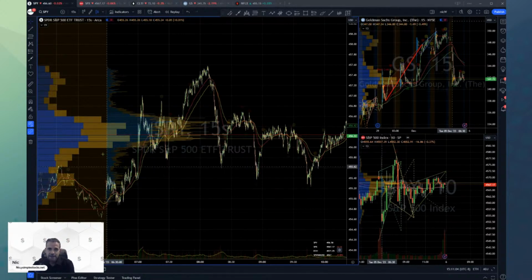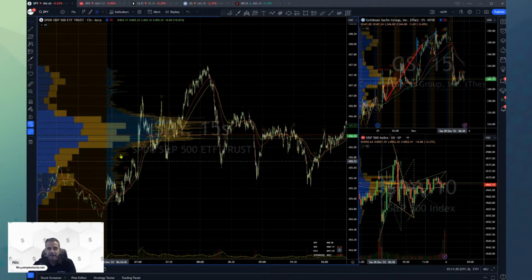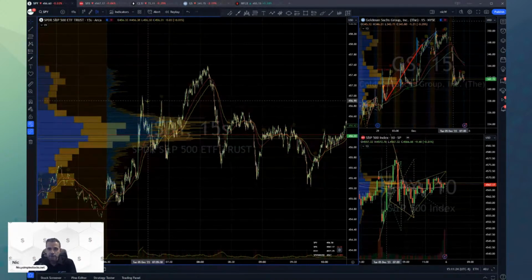So it was rallying into a prior fail. So I would look to the place where it failed from last, and you can see a tail, and that is the end of the rally back then. So as we approach it, that would be a place where I would expect resistance. Okay.